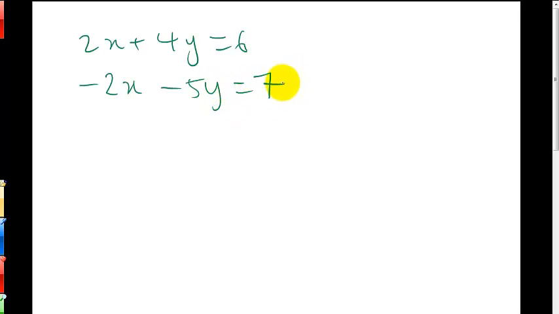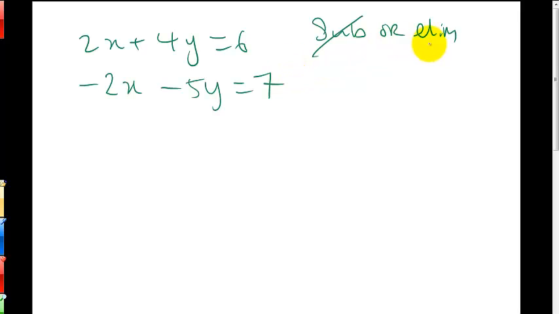Okay. Should I use substitution or elimination here? Elimination. Yes. What's your reasoning? Because it's got numbers all in front of the letters. Yeah, so you can't use substitution. It's not the nice one.